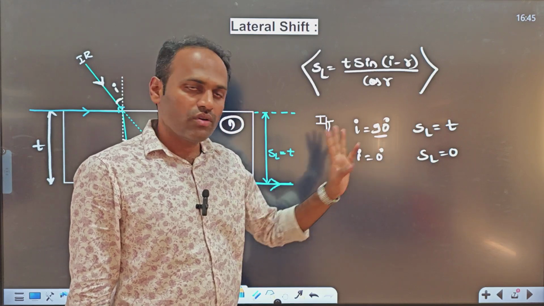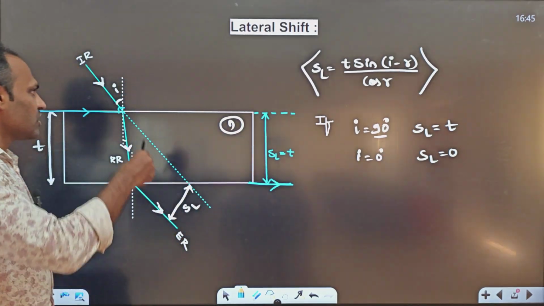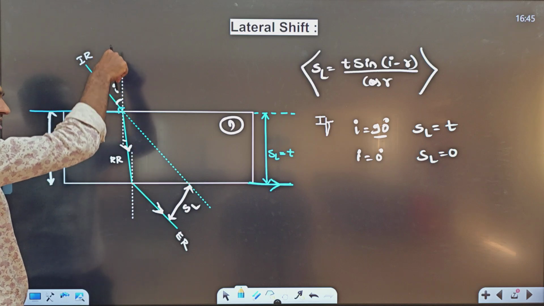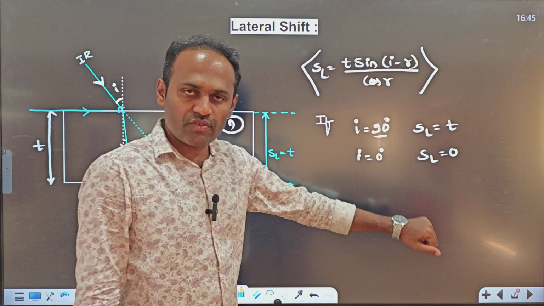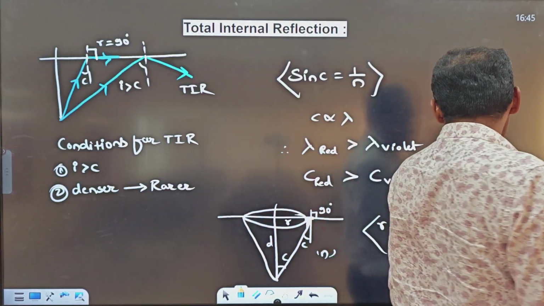If I is equal to 0, it will be 0. I is equal to 0 means normal incidence. In normal incidence, light does not refract at all. It will go in the straight path. That's why lateral shift will be 0, right? We'll go to the next concept then.